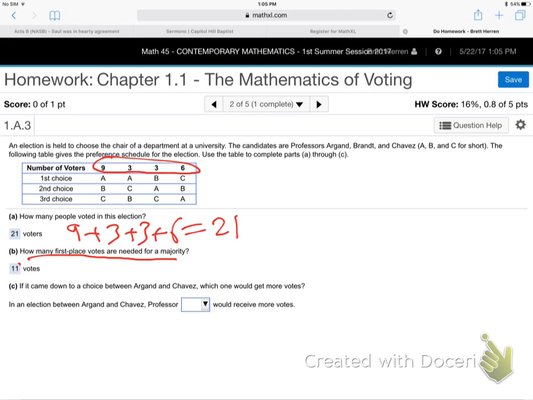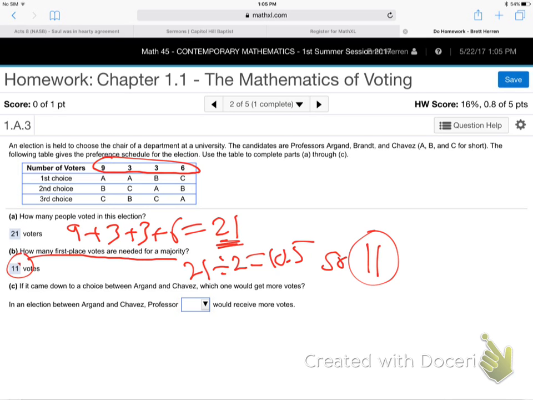Can you all read that? How many first place votes are needed for a majority? Majority means what? More than half. So how are we going to figure that out? What's a majority? There's 21 total voters. Yeah, so you take the 21, you divide by 2, right? For majority, you've got to find half. That'd be 10.5. So 11 or more is a majority. Round it up, right? You've got to be more than half. So 11. That's why the answer is 11.